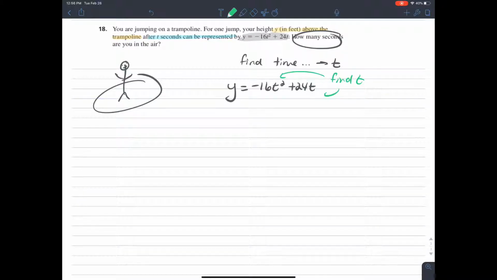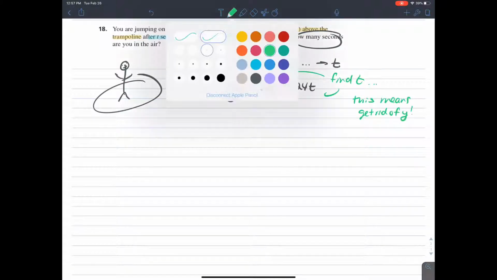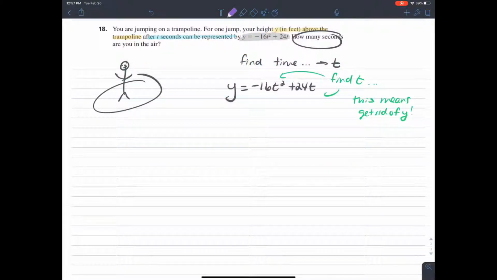Now if I'm finding t, this means I have to be able to get rid of y, because we can only solve for one variable if we have one equation. Now what we do know about this situation is that y is our height above the trampoline. I want to know how many seconds we're in the air. So if we think about one jump, we're going to start on the trampoline, go up in the air, and come back down. So we're going to end on the trampoline. The amount of time in between those two options is what we're looking for.